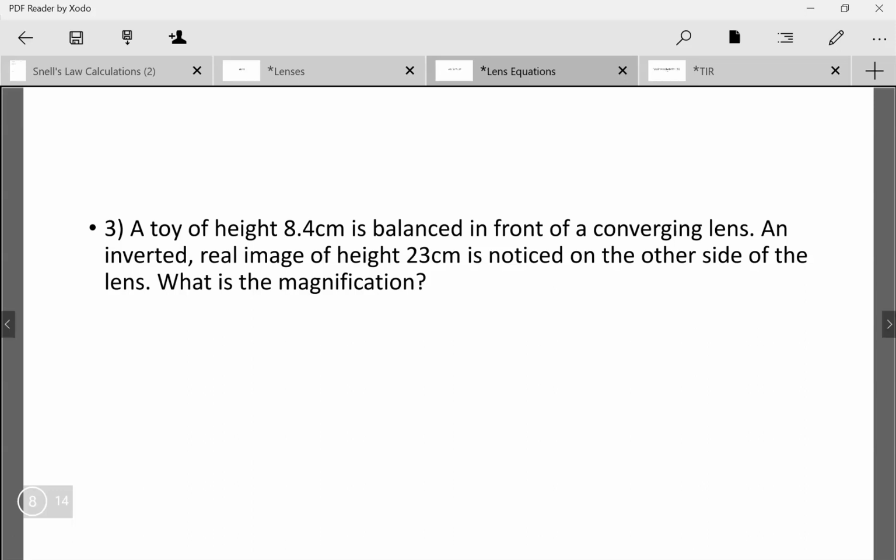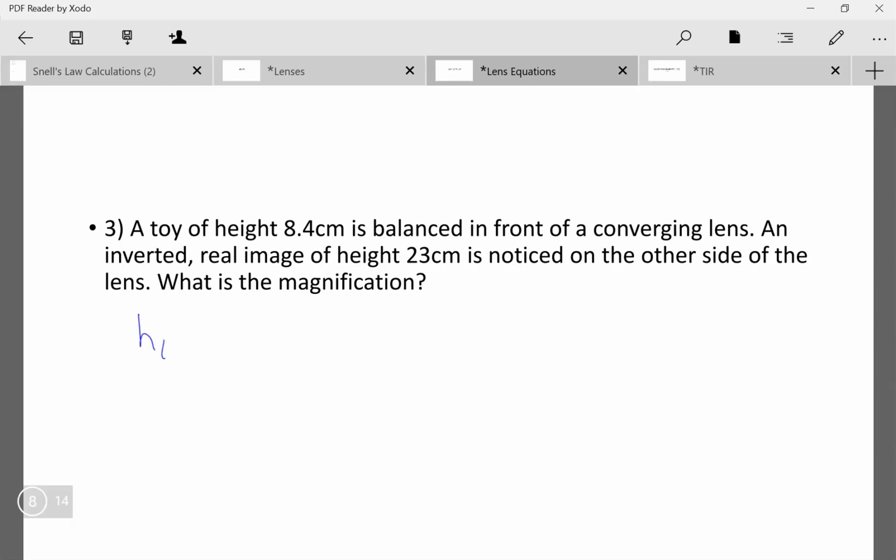So a toy of height 8.4 centimeters, height of object is 8.4 centimeters. Converging lens, so it's positive focal length, in case we need to know that. An inverted real image of height 23 centimeters. Inverted image, so height of object is 8.4. Height of image is negative 23 centimeters. What is the magnification? Here we have to be careful because magnification is always positive.